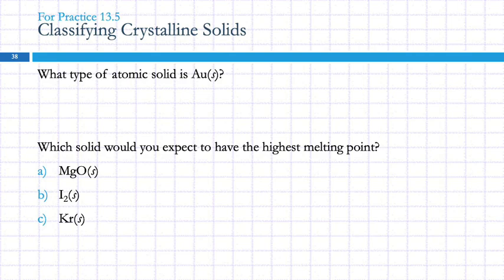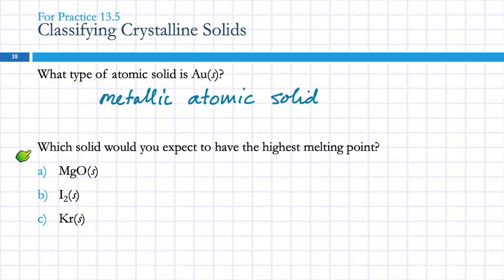So this is a good kind of question to be able to answer. And it actually uses a lot of just common sense with a little bit of chemistry knowledge. What type of atomic solid is Au? Metallic. Why? Because it's a metal. That's all there is to it. So this is a metallic atomic solid. Any of the metals are going to form metallic atomic solids.